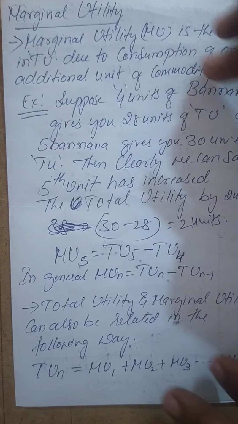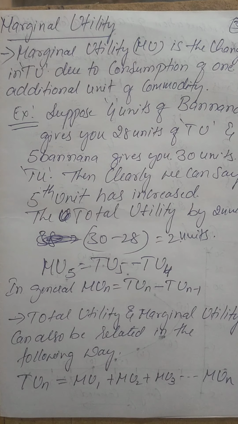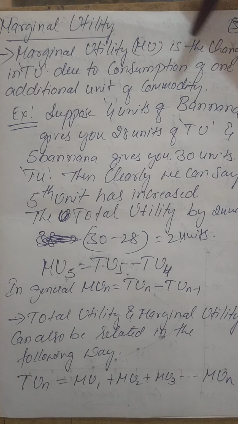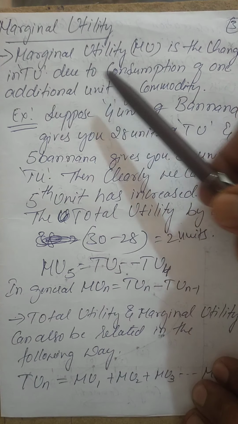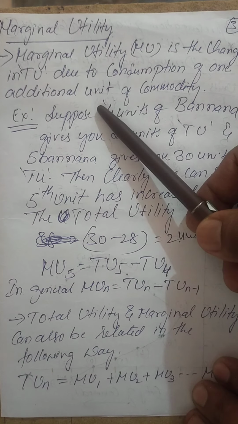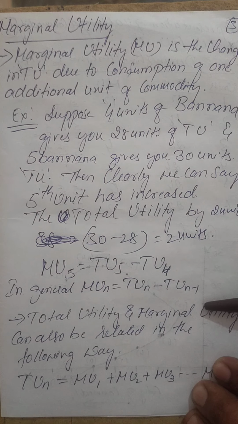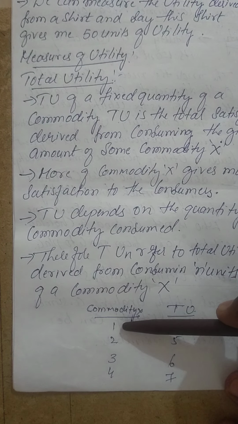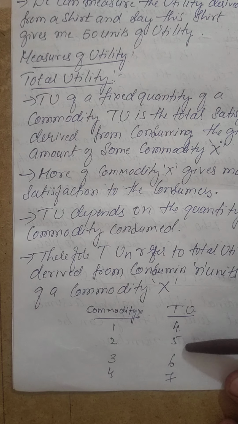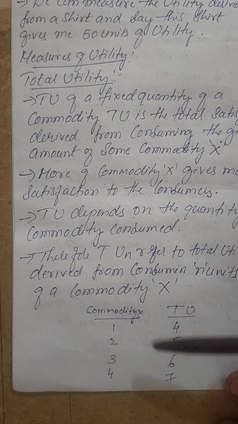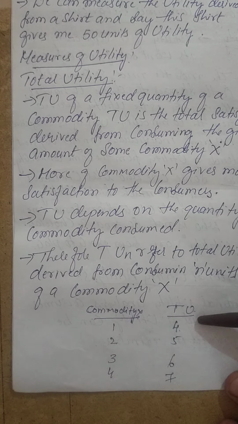Coming to marginal utility, as we have already spoken, marginal utility is nothing but a change in total utility. Without total utility you cannot get marginal utility, and it is the change in total utility due to consumption of one additional unit of commodity. That means every time you are consuming one unit extra, you are getting one unit extra of satisfaction. This extra you are getting, that's the change.